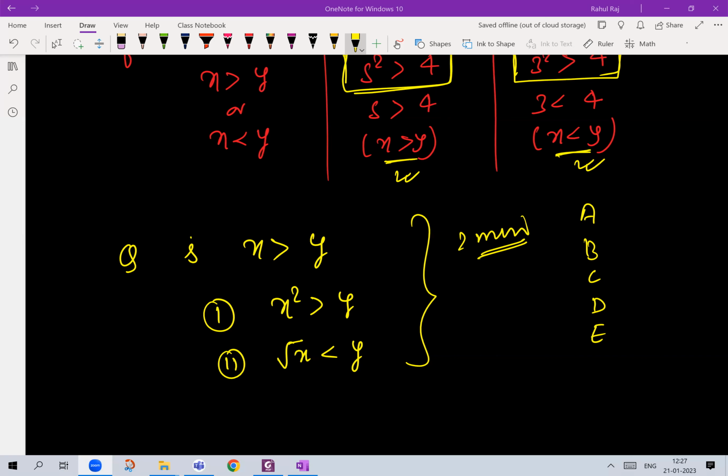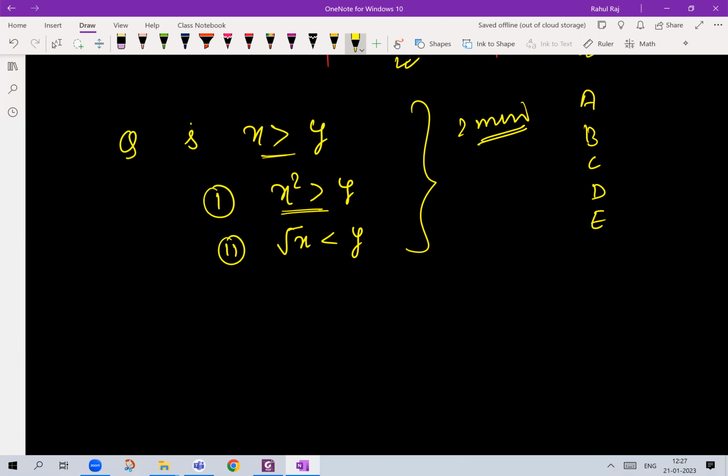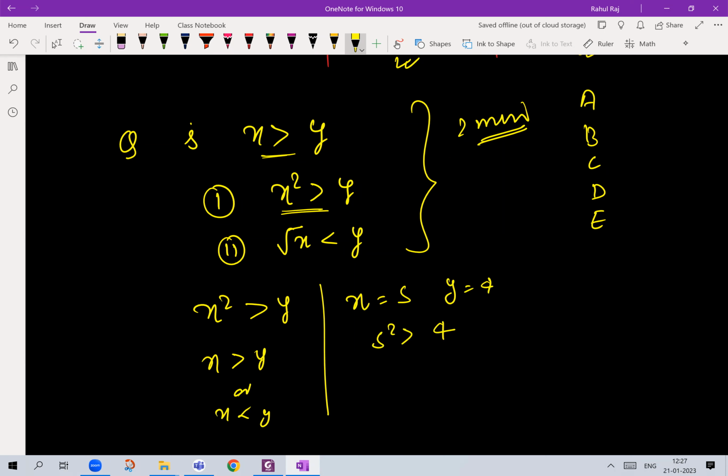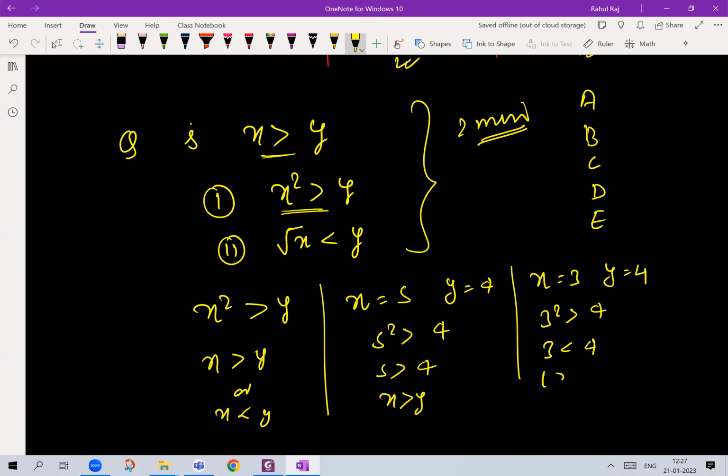E. Perfect. So see here, it says x square is greater than y. So if x square is greater than y, I can for sure have x greater than y or x less than y. I've just given you the numbers. You can prove it. Let's say x can be 5, y can be 4. 5 square is greater than 4, and 5 is greater than 4, that is x is greater than y. X could be 3, y is let's say 4. 3 square is still greater than 4, and 3 is technically less than 4. That is x is less than y. Simple logic, right? So this is not sufficient.